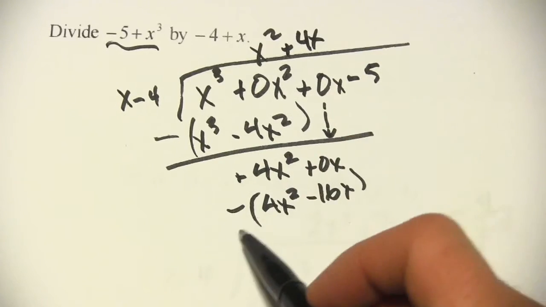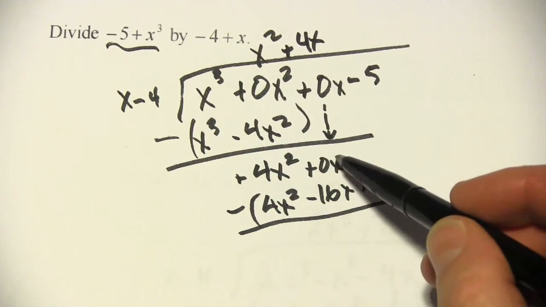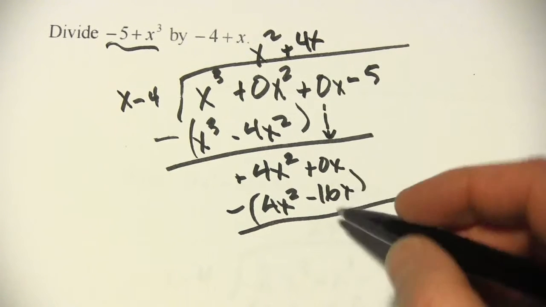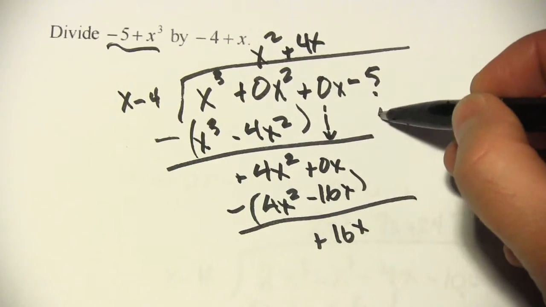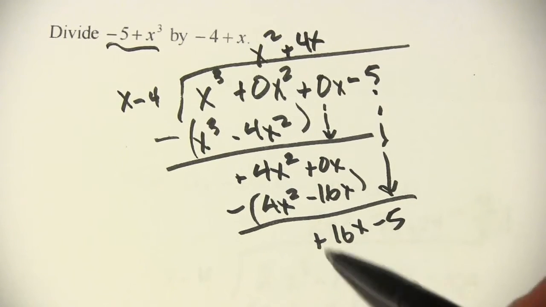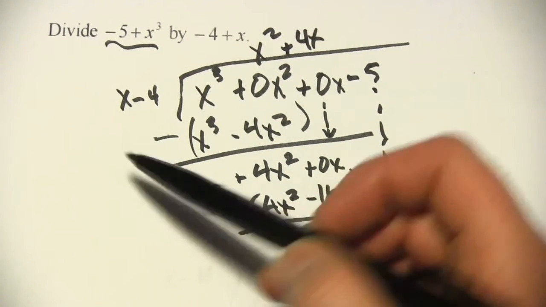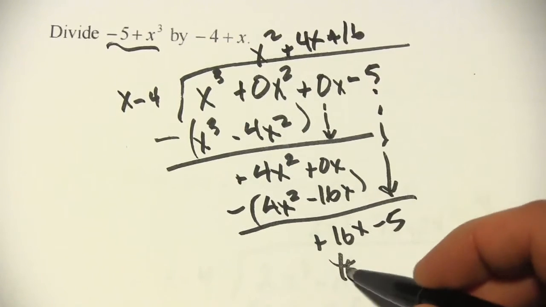And we subtract, so these two terms come out to 0. Here we have 0x minus a negative 16, so that's like plus 16x. And bring down our last term, minus 5. So the question is, how do we get 16x? Well, we multiply x by 16. So 16 times x is 16x.